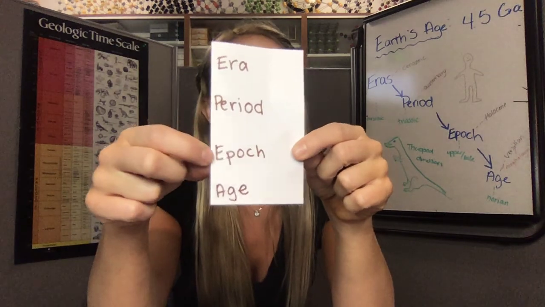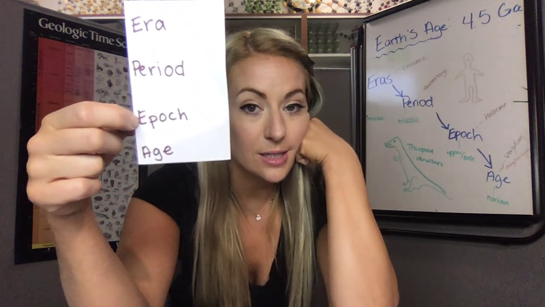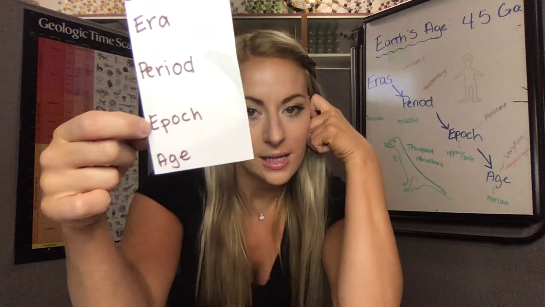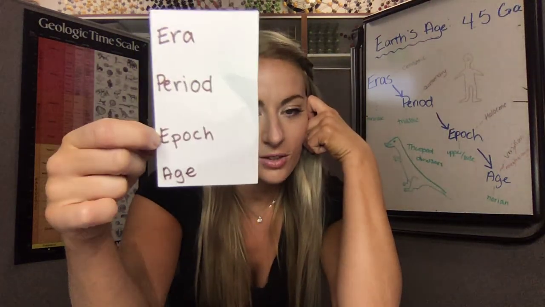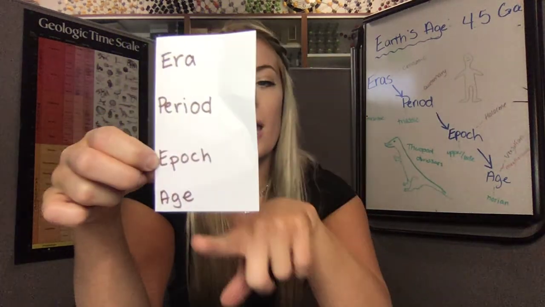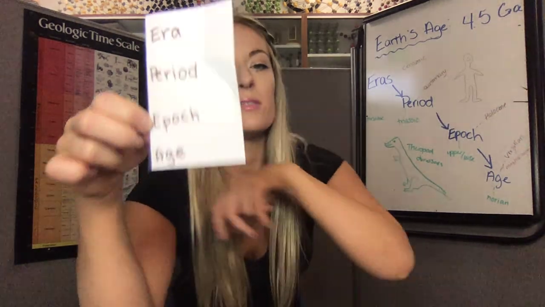Then we have this word here, and I know it's spelled a little different than the word epic, like saying, oh, that's epic, or mega, but it's pronounced in basically the same way. So you can say epic for this one. And then we have age being the narrowest span of time.